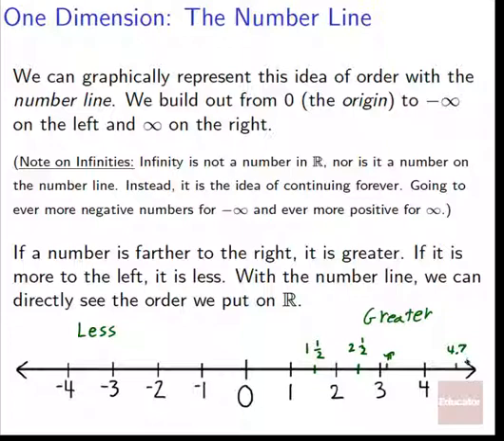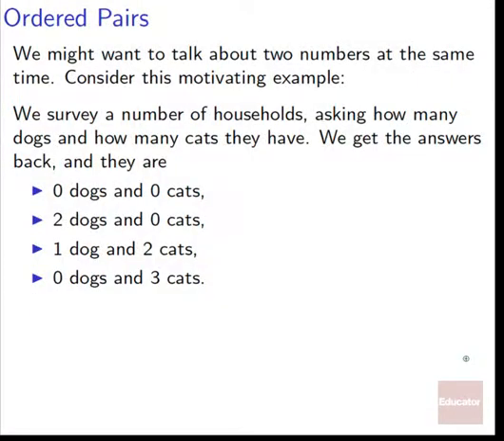All right. Ordered pairs. What if we want to talk about more than one number at a time? Say we want to talk about 2 numbers at once. Consider this motivating example. We survey a number of households and we ask how many dogs and how many cats each household has. We get these answers back. 0 dogs and 0 cats. 2 dogs and 0 cats. 1 dog and 2 cats. 0 dogs and 3 cats. So these are all of our answers, and we can write them out as we just did.